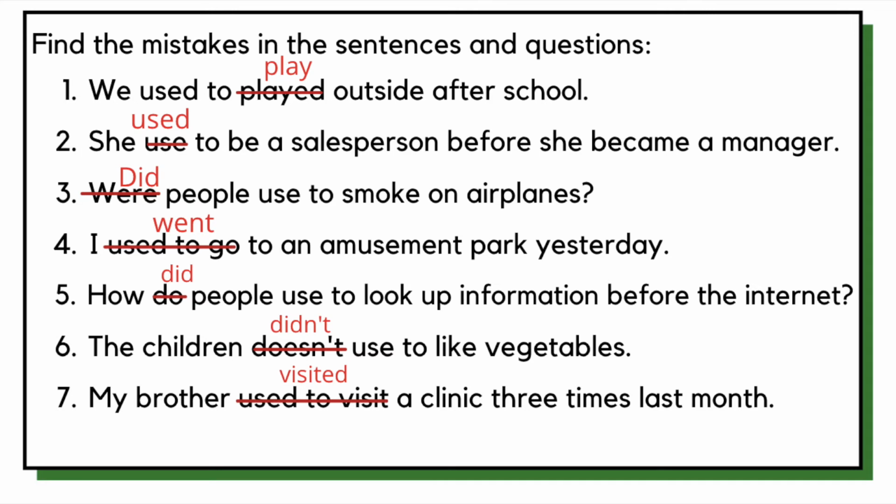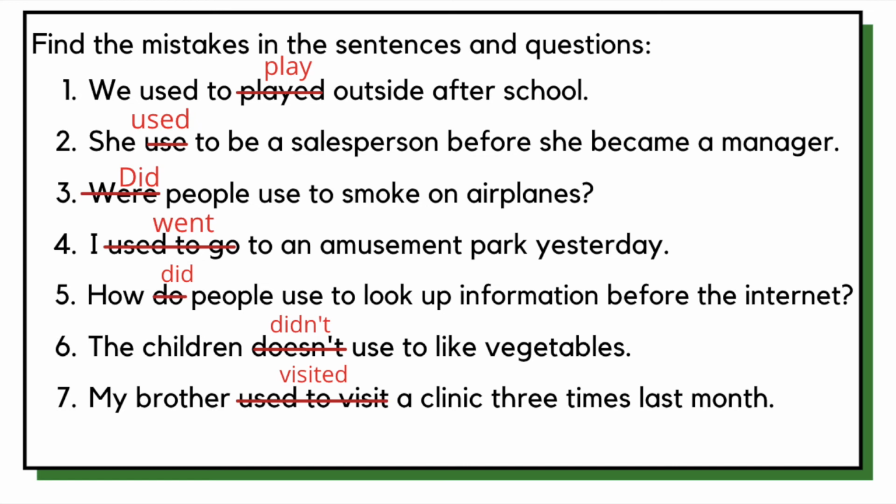For number 1, we have, we used to play outside after school. Number 2 says, she used to be a salesperson before she became a manager. Number 3 says, did people used to smoke on airplanes? Number 4 says, I went to an amusement park yesterday. We're using the past simple tense because this is a one-time event.